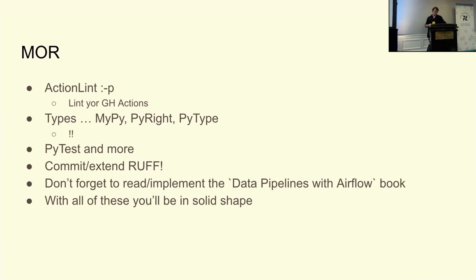What else might you want to look at? I even like things like actionlint. I want to lint even the GitHub actions that I'm writing. Python is great for some reasons, but I don't like that there are no data types. That makes me nervous, so there are tools for that. The book's going to dig into PyTest, which would be useful. Think about committing to, extending, or cajoling your various vendors of Airflow to continue extending the Ruff rules.